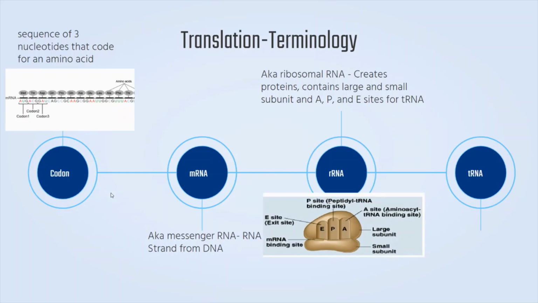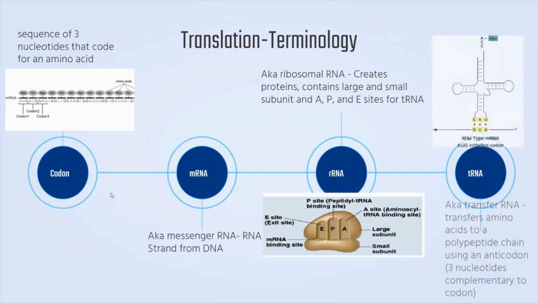Ribosomal RNA, or rRNA, will create proteins and contain a large and small subunit, and also A, P, E sites for tRNA. tRNA, or transfer RNA, transfers an amino acid to a polypeptide chain using an anticodon, and an anticodon is 3 nucleotides which are complementary to a codon.